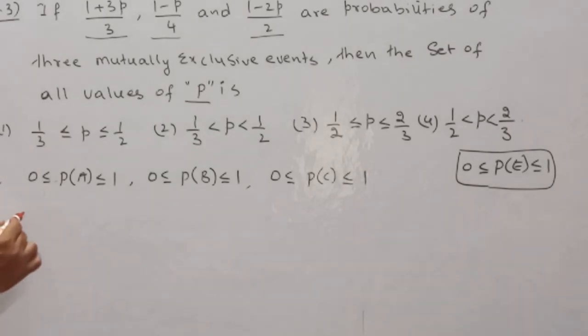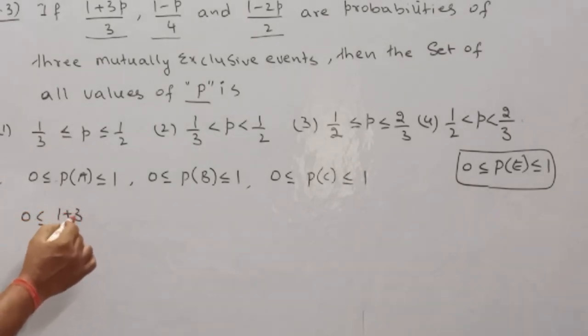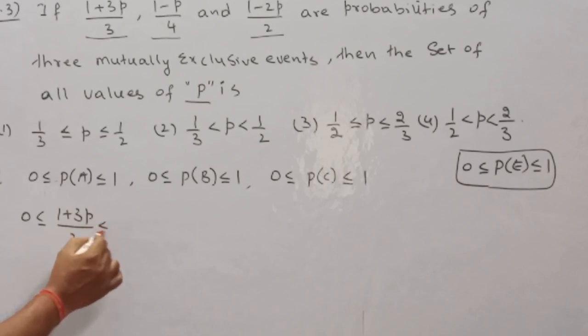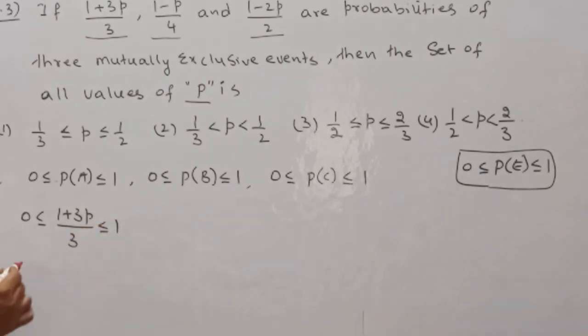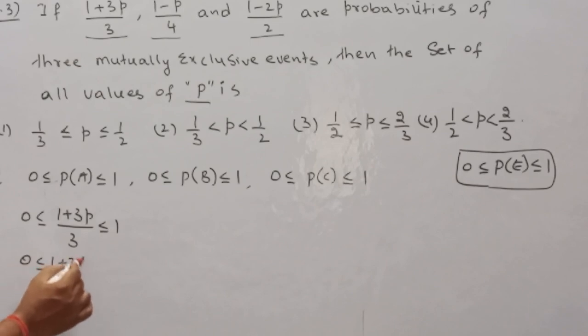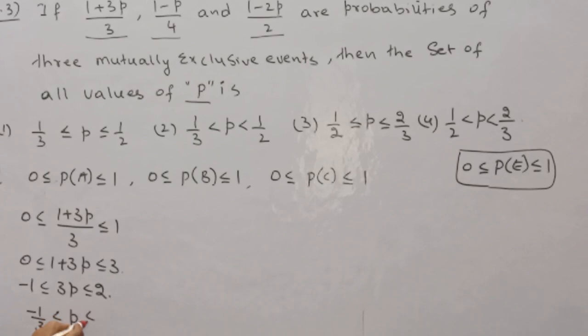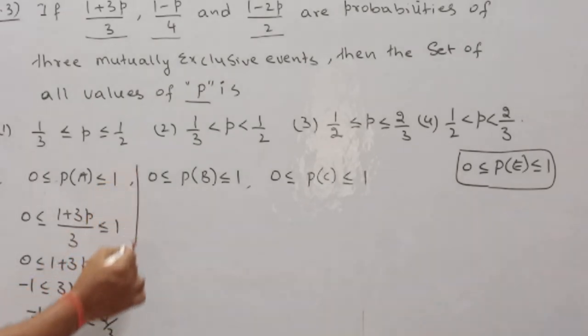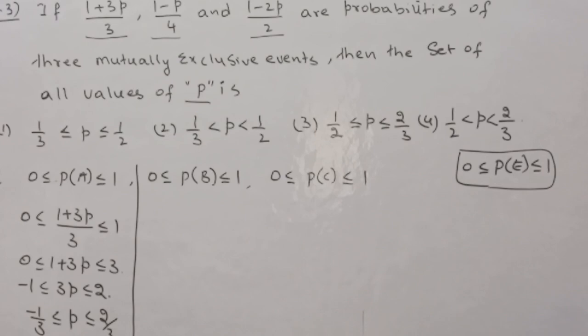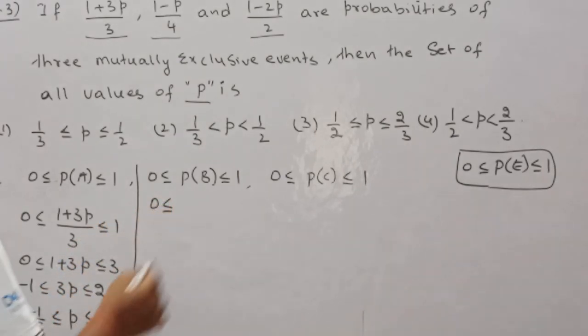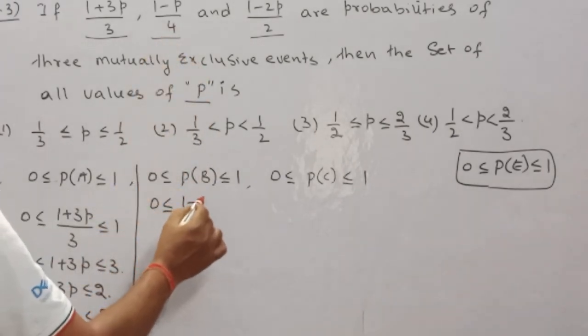Okay, all of you. So 0 is less than or equal to (1 plus 3p) by 3, less than or equal to 1. Then 0 is less than or equal to 1 plus 3p, less than or equal to 3. Then minus 1 is less than or equal to 3p, less than or equal to 2. So minus 1 by 3 is less than or equal to p, less than or equal to 2 by 3.